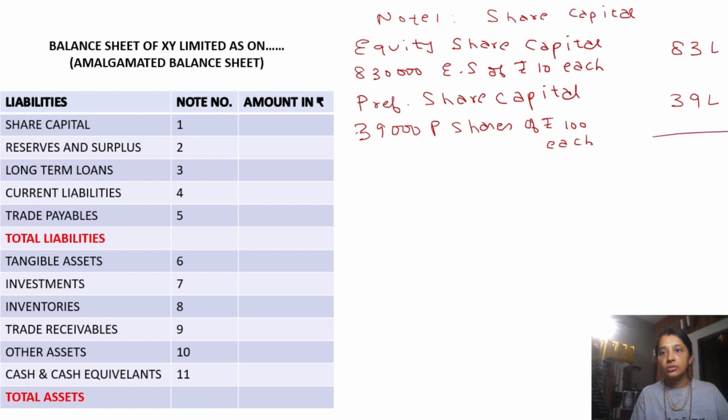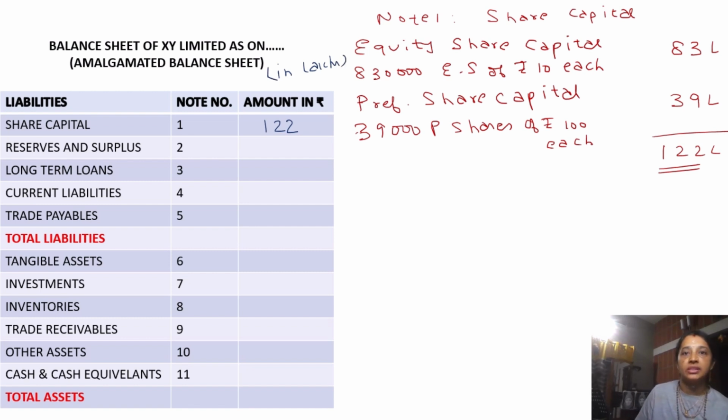So you total 83 lakhs. 83 plus 39 comes up to 122 lakhs. So this is share capital. So the amount of share capital which will be taken in balance sheet is 122 in lakhs. All the amount I have written in lakhs.